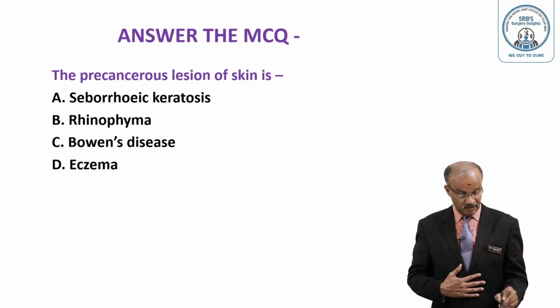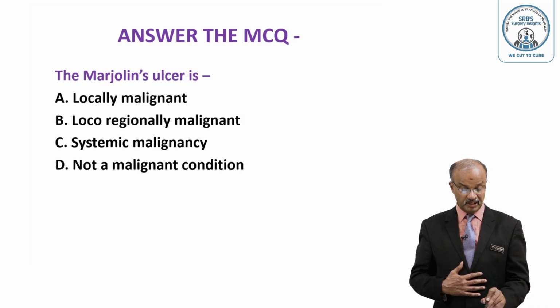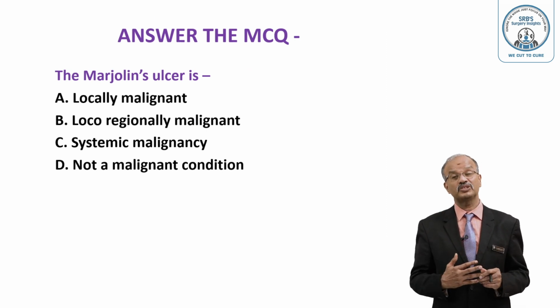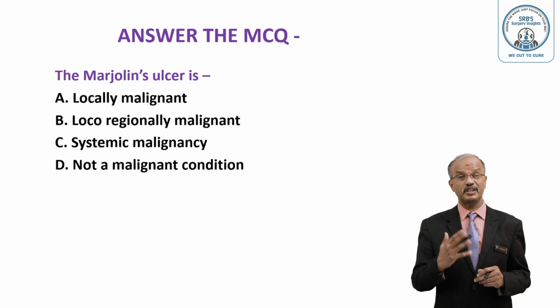Pre-cancer lesion of skin is A, B, C, D. Find out what it is and put it in the comment box. And Marjolin's ulcer is locally malignant, loco-regionally malignant, systemic malignancy, or not a malignant condition. Again, put it in the comment box. I will acknowledge your answer and give the proper explanation eventually.